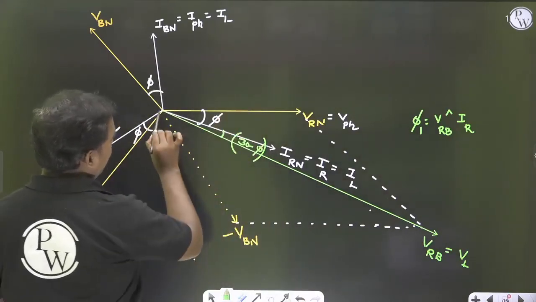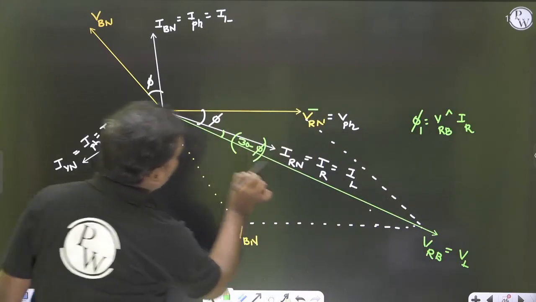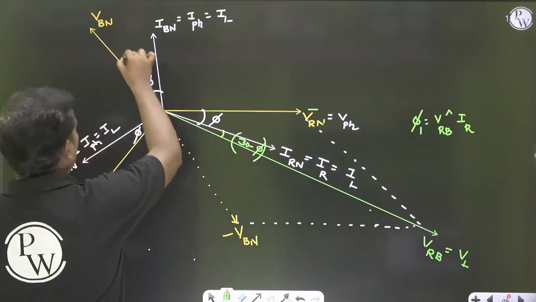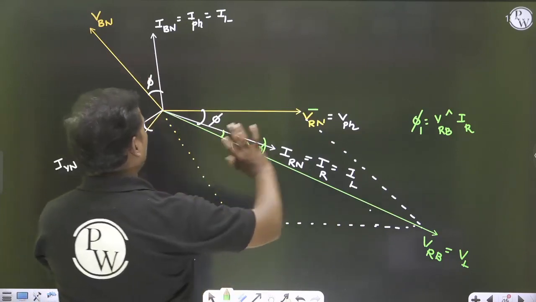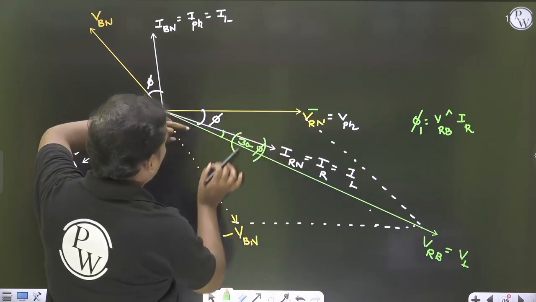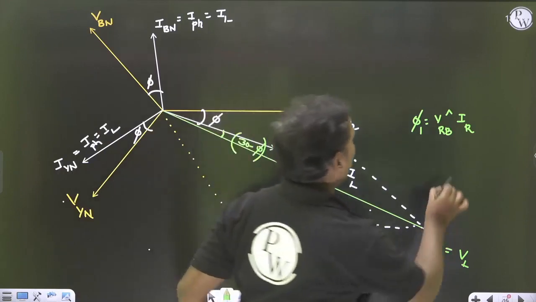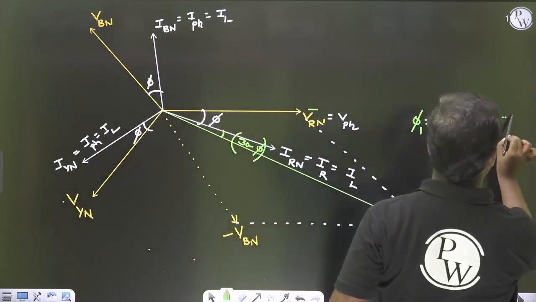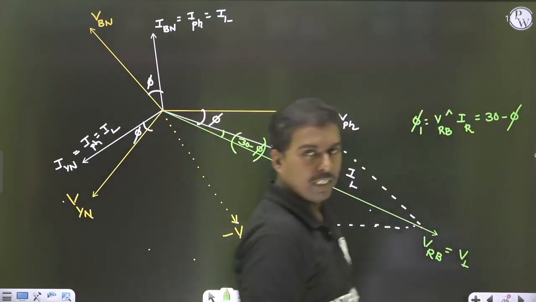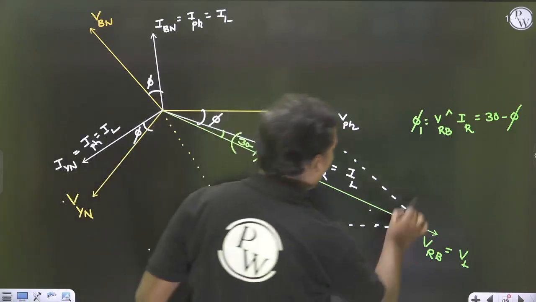Once again, listen. So this is VRN, this is VYN. What is the angle? 120. This green color splits it as 60. If this is 60, then this splits as 30. So this is 30, this is 30. Now I want this. So what is the angle? This will become 30 minus phi. Okay, 30 minus phi.